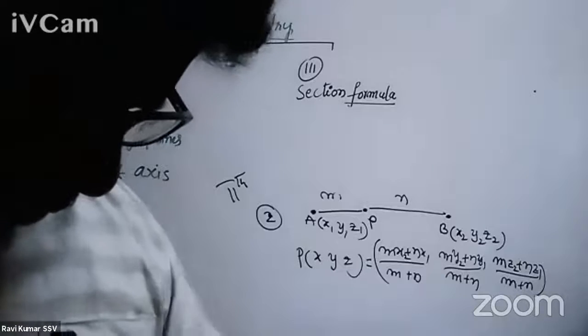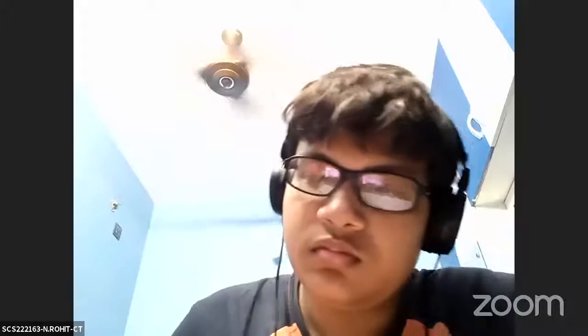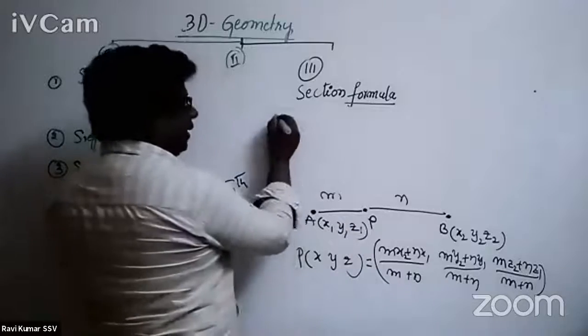Down there is nothing, sir. Only m plus n. Yeah, tell me. In the denominator, it's m plus n only, no, sir. M plus n only. Okay, na? So diagrams are very important.